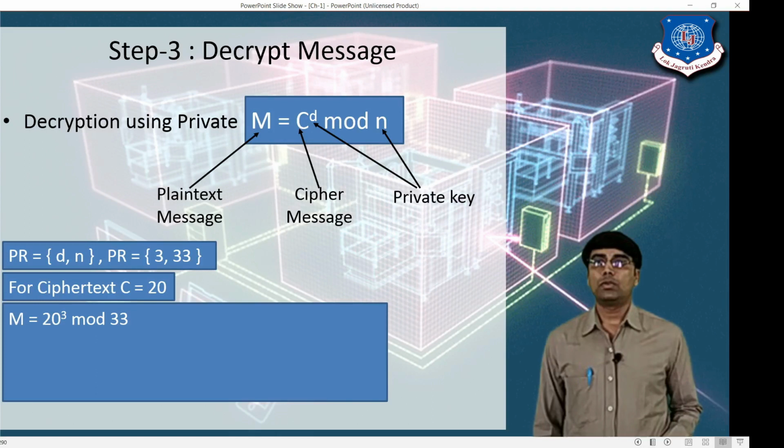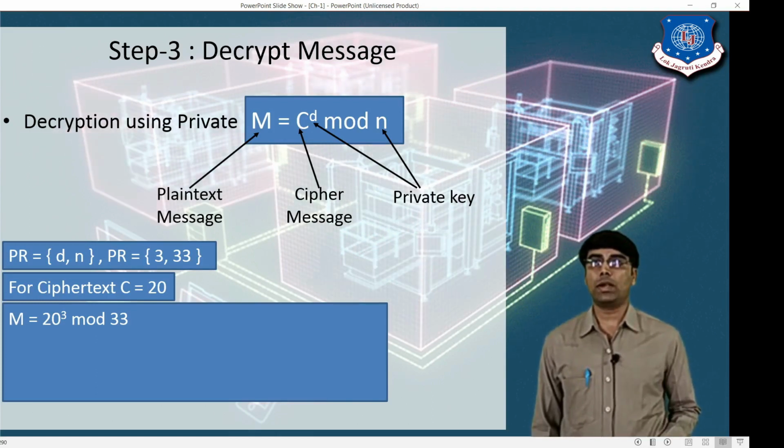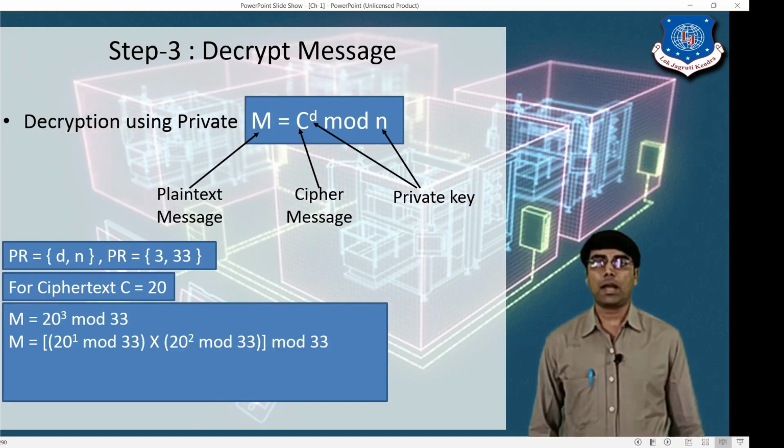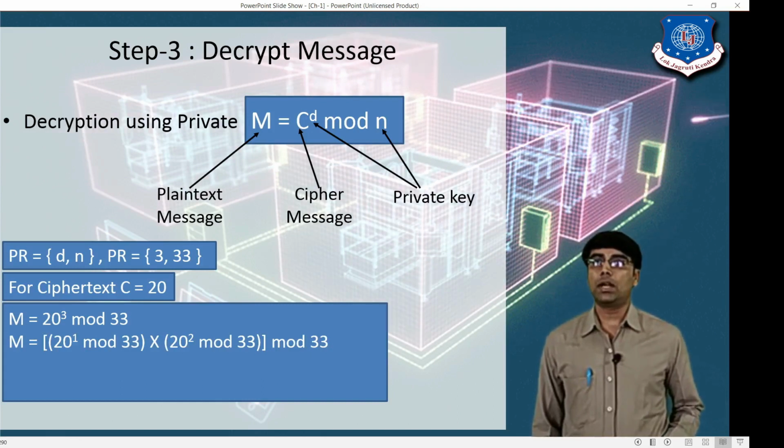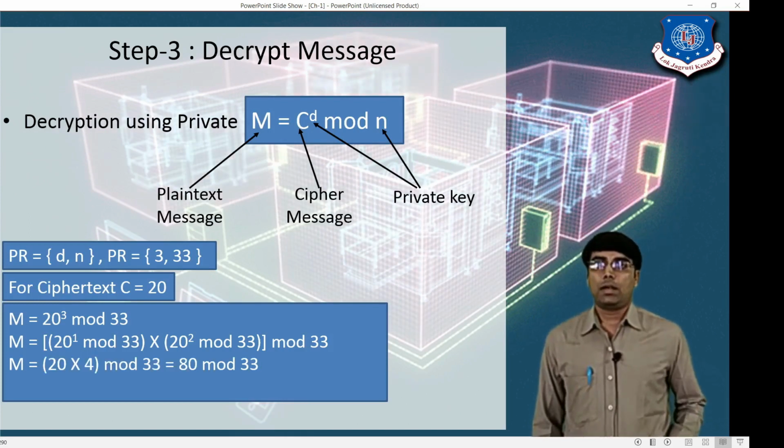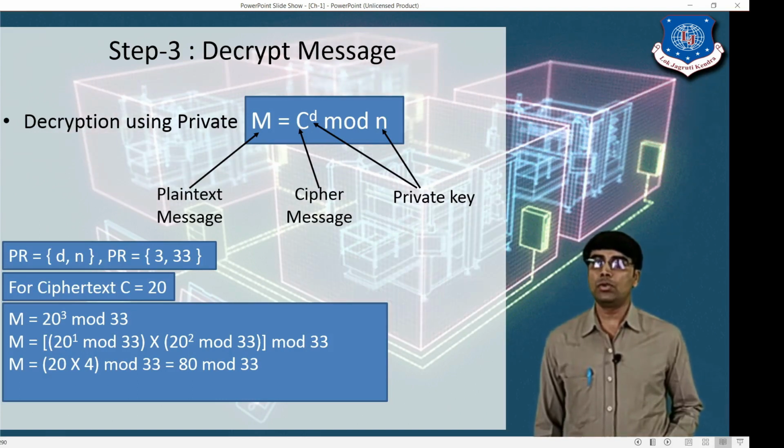Now our equation is M equal to C raised to D, where C is 20 and D is 3. So 20 raised to 3 mod 33. Now again we will do the same calculation. 20 raised to 1 mod 33 multiply 20 raised to 2 mod 33. So 2 plus 1, 20 raised to 2 plus 1, you will get 3. Now 20 raised to 1, you will get 20, and 20 raised to 2, you will get 4.